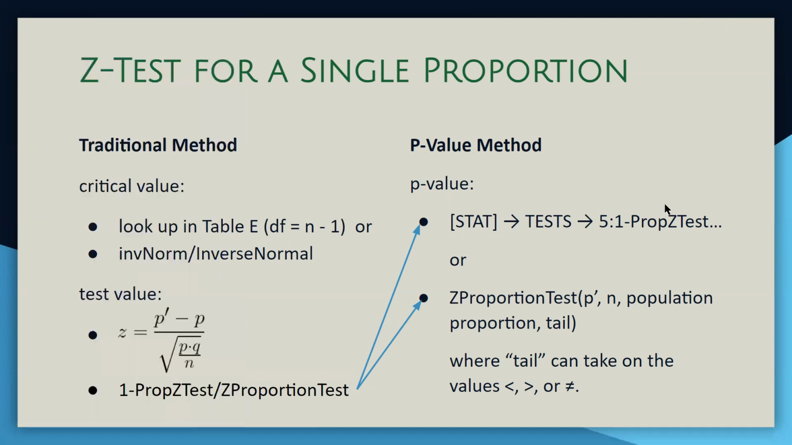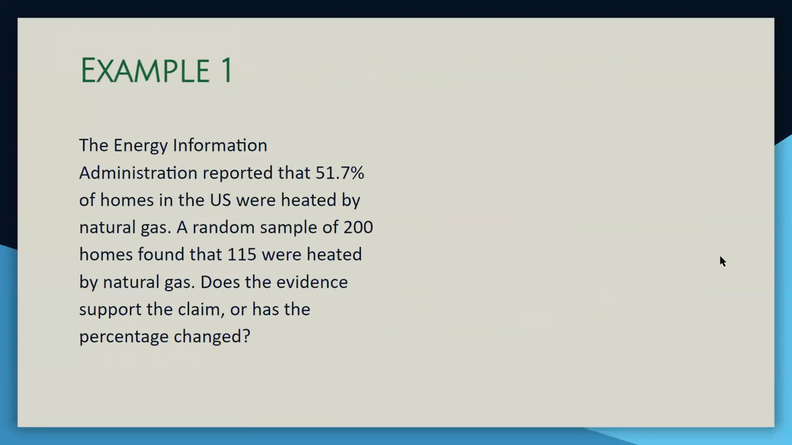Okay. And then on GeoGebra, we're going to use the proportion test. For GeoGebra, it wants the information in a specific order. So it wants the sample proportion, the sample size, the population proportion as stated in your hypotheses, and then the tail, just like our last two function calls. I'm going to go ahead and do 2 examples with you, and then I'm going to leave the last one for you to try. So let's go ahead and jump into our first example.